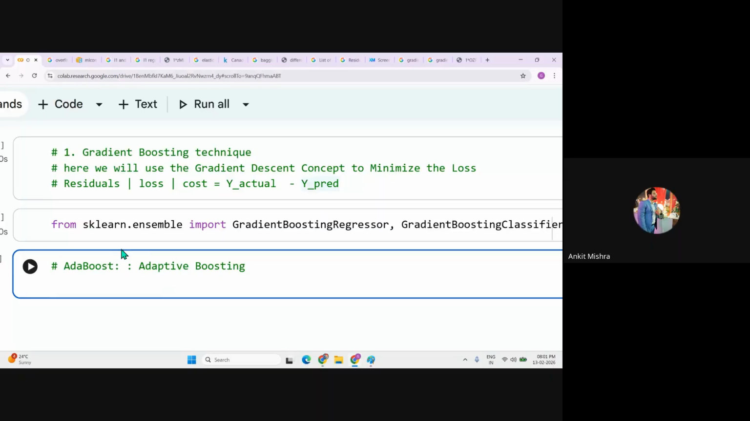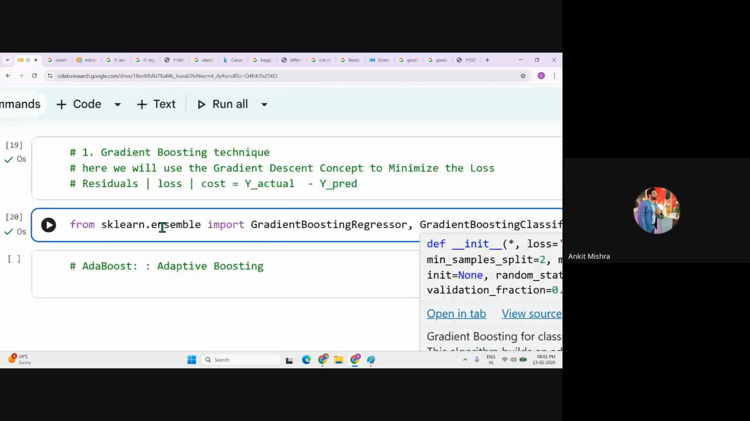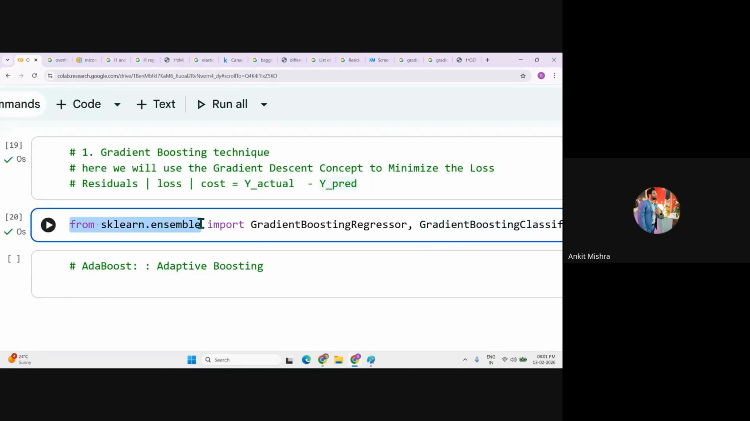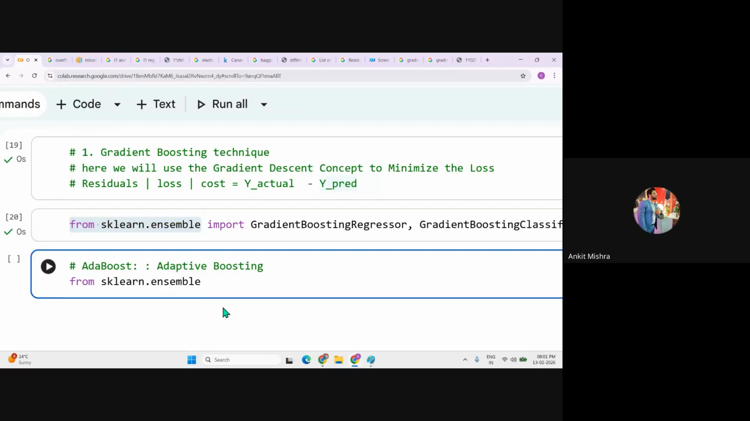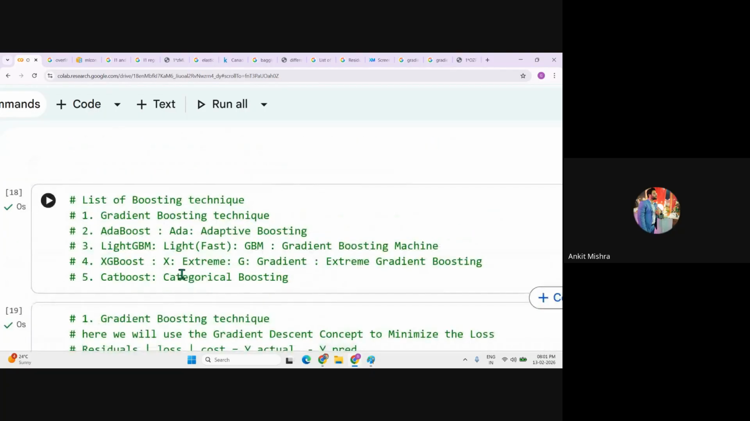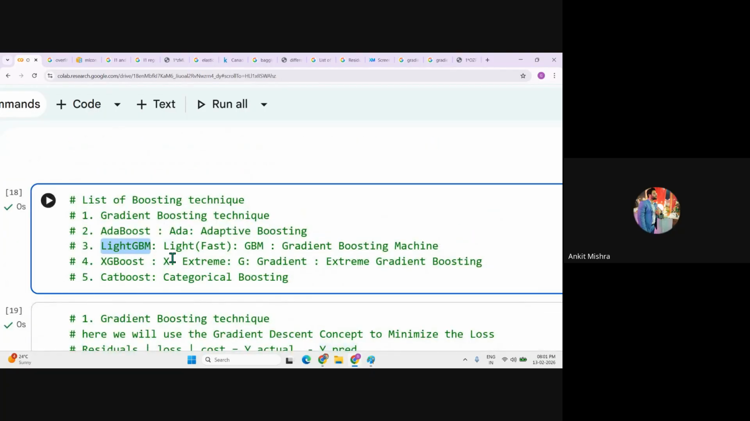Now, how to call this adaptive boosting? Just simply go to from sklearn.ensemble, and you can import the ADA boosting regressor.